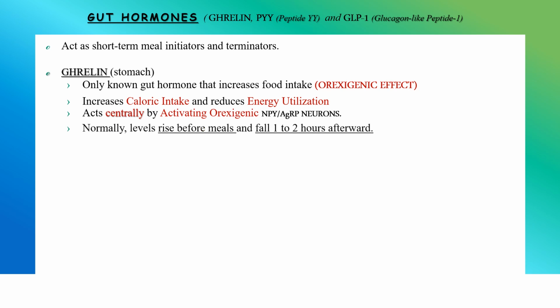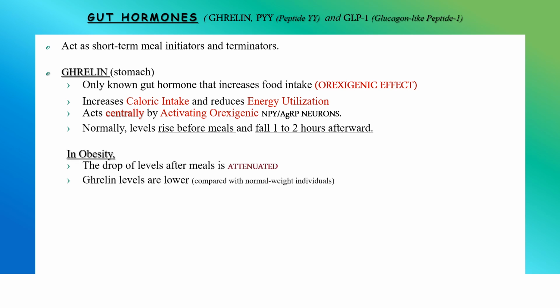Normally levels of ghrelin will rise just before meals and fall 1 to 2 hours after a meal. But what happens in obese people? In obese people, this drop of the levels is attenuated. It happens at very frequent intervals.